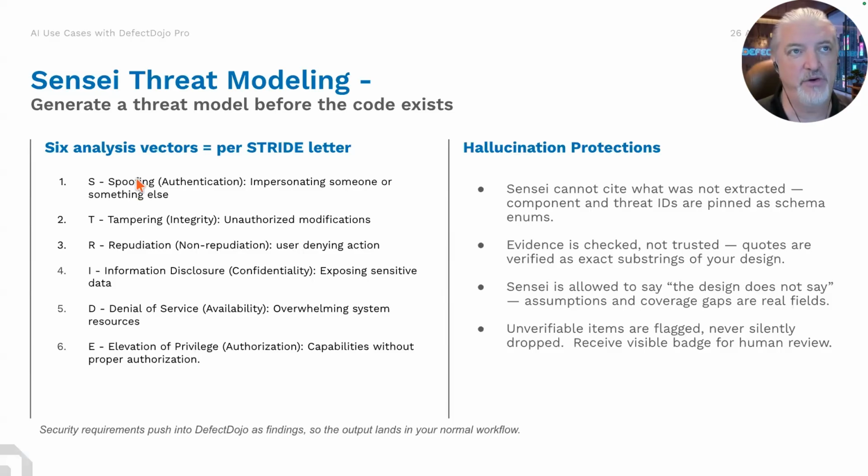So those analysis vectors are going into this. We do have some protections built into this to prevent hallucinations. So constant verification: don't cite anything that you don't have proof for. Always check the evidence. Allow the LLM to say, I don't know. It's a powerful thing because then it won't always just give you an answer no matter what. And anything that is unverifiable, we flag that. Don't just drop it. Make sure that it's there.